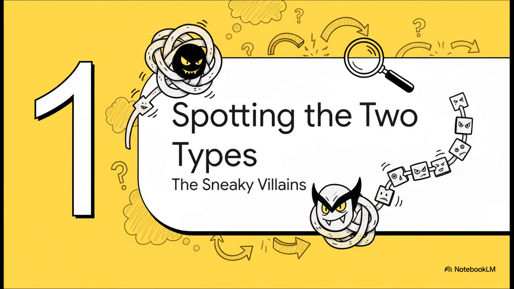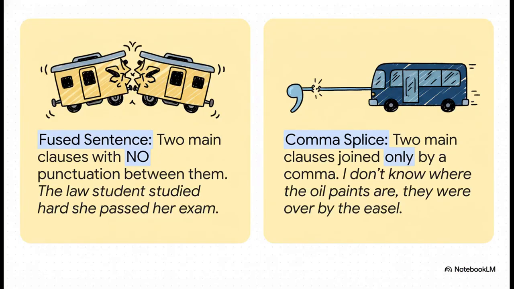Now, these grammar villains are pretty sneaky. They usually show up in one of two disguises. And if you can learn to spot them, you're honestly halfway to fixing the problem. So let's meet our two main culprits. All right, on the left, we've got the fused sentence. This is the most obvious kind of run-on. It's just two main clauses fused together with nothing, and I mean nothing, in between. Like, the law student studied hard, she passed her exam. Then on the right, you've got the trickier one, the comma splice. This is what happens when a writer thinks a little comma is strong enough to hold two whole sentences together. But it's not. That comma is just a speed bump, you know? It's not a stop sign.